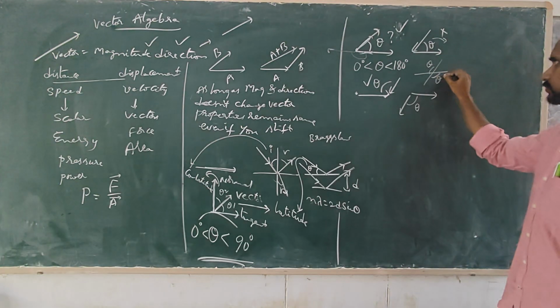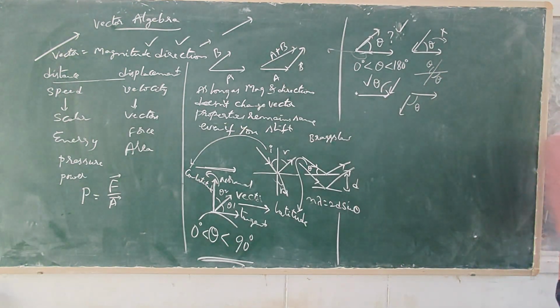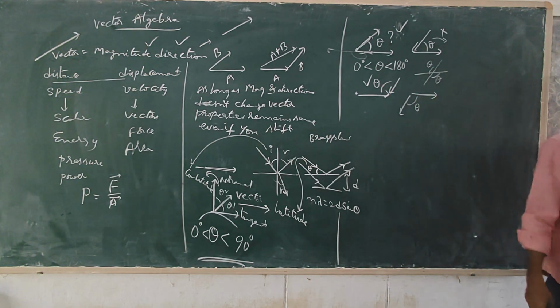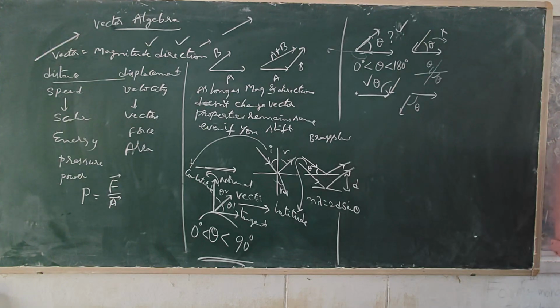Two lines or two chords cross, the angle on the other side will be the same. This angle is the same as this. Right?